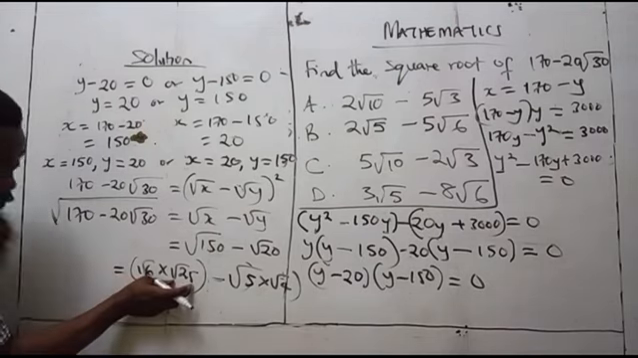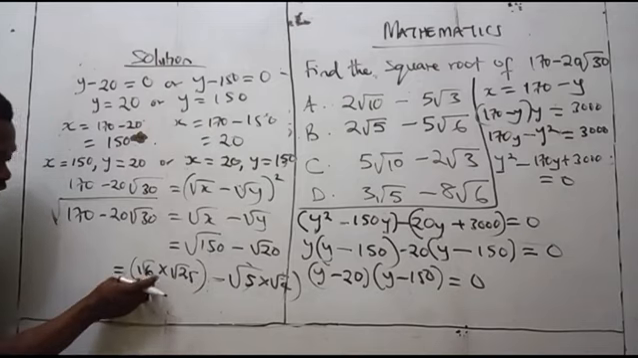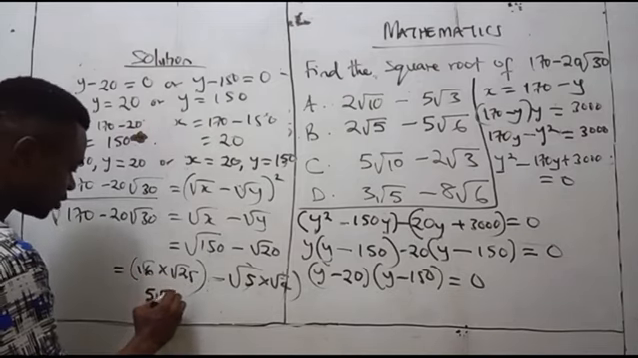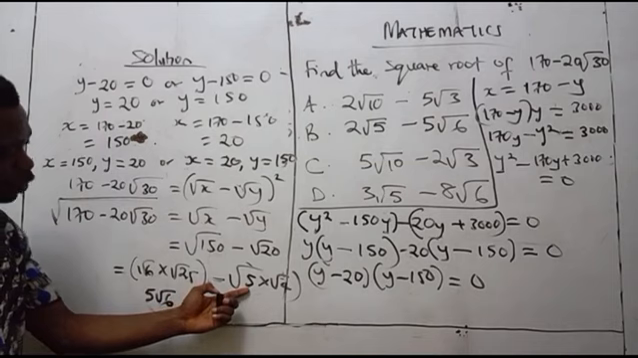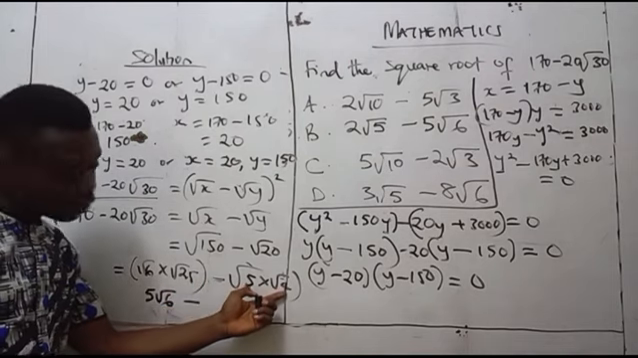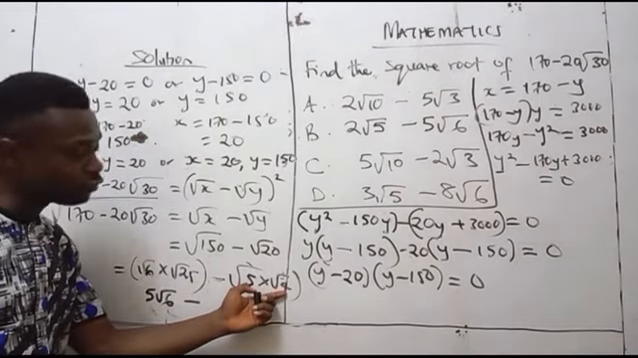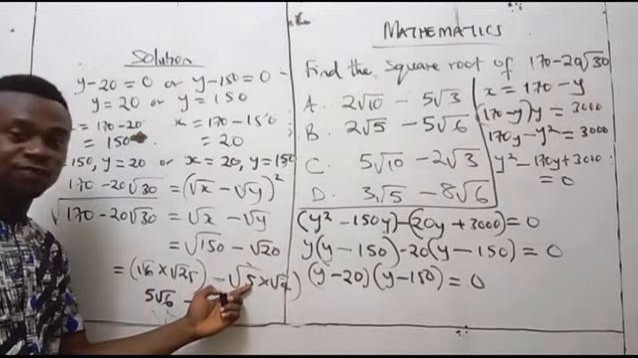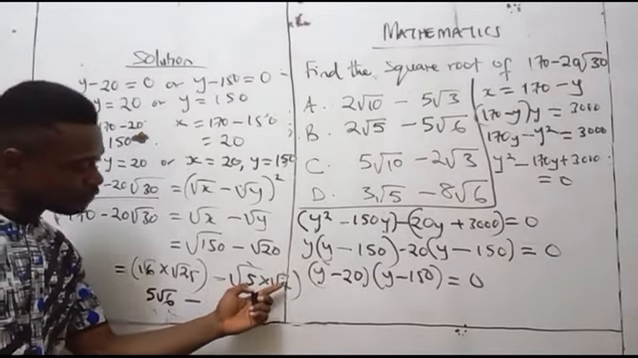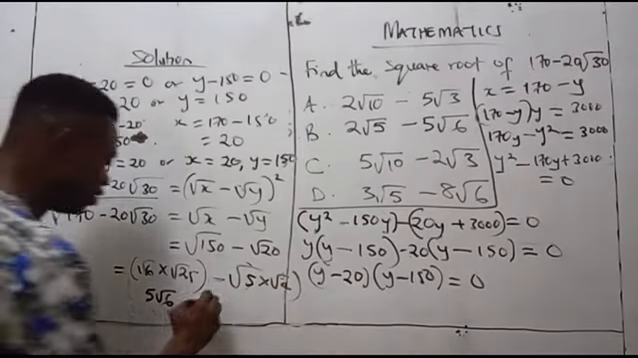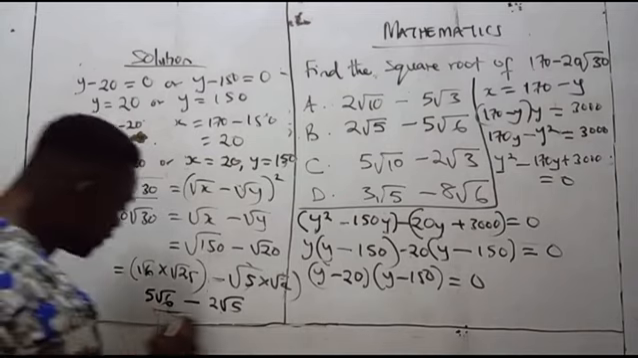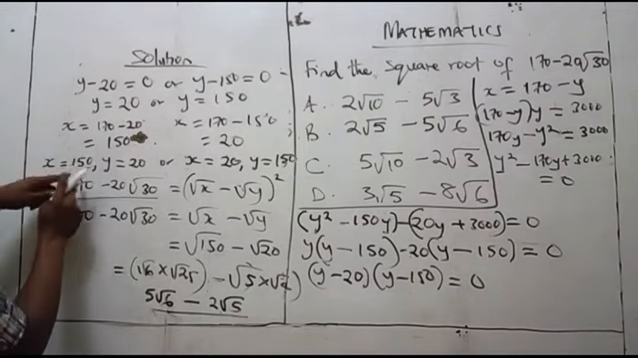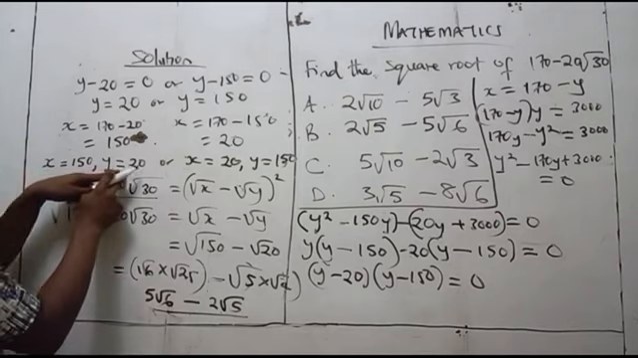So this will give us, if root 25 is 5, then 5 times root 6 is 5 root 6, minus. This y here is root 4. Root 4 is what? 2. But you cannot break down root 5. So here you have 2 root 5. This is one of the answers, for when x is 150 and y is 20.